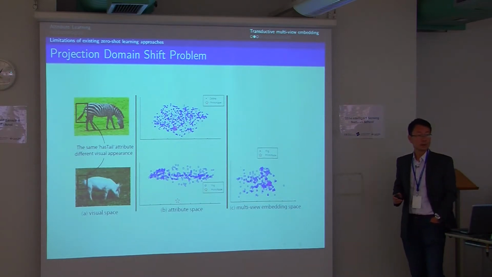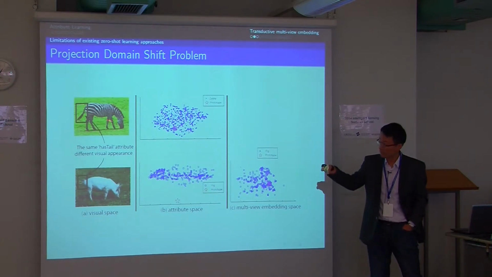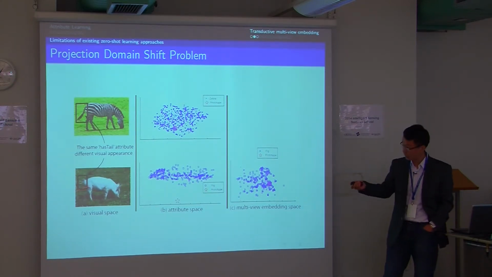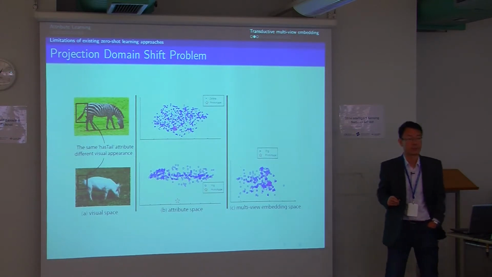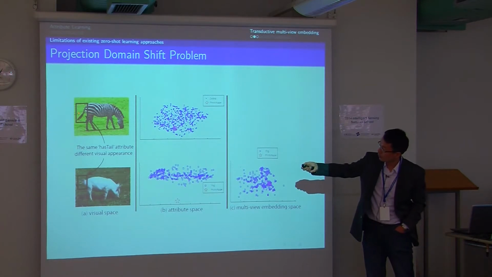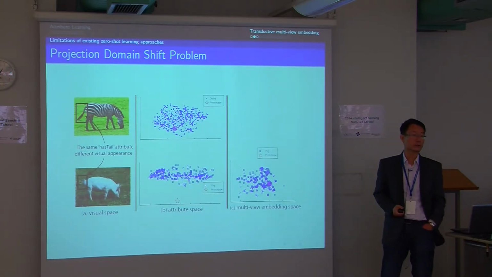Yeah? The idea is that what a tail looks like should be learned from zebra and transferred to pig, so that you can predict whether an image has a tail or not. Right? So what is the problem? The problem is that the tail of a zebra and the tail of a pig are very different visually. Yeah?